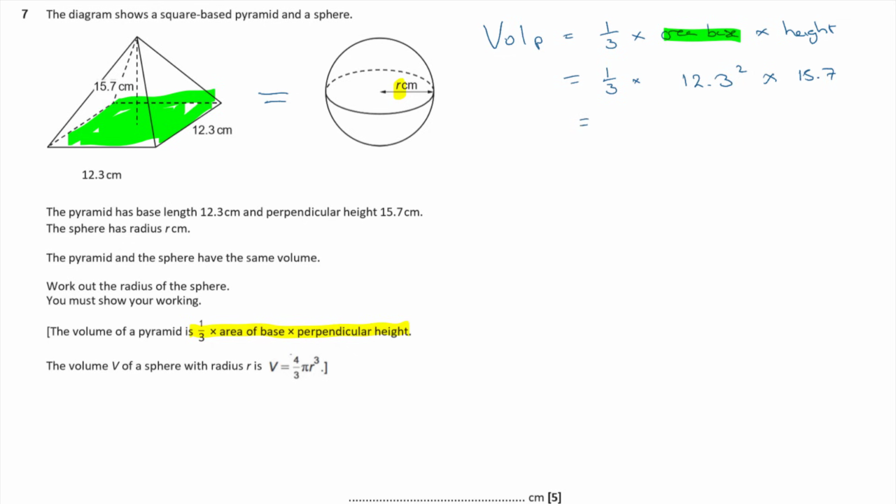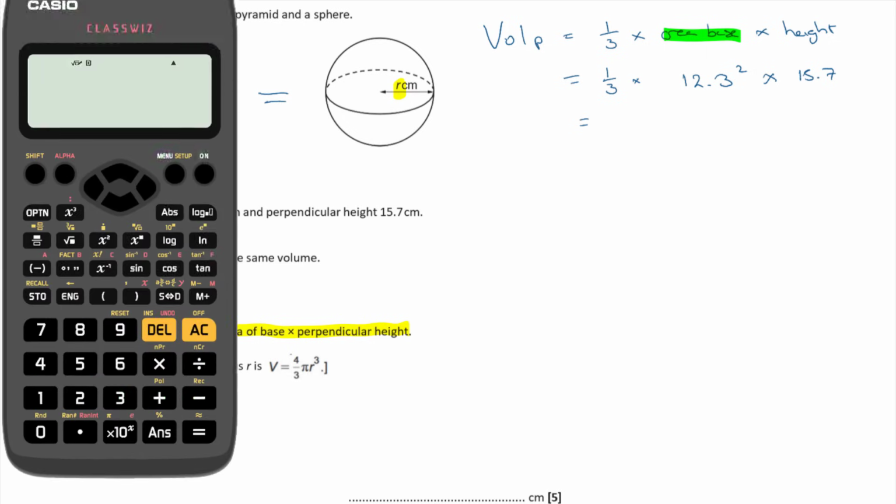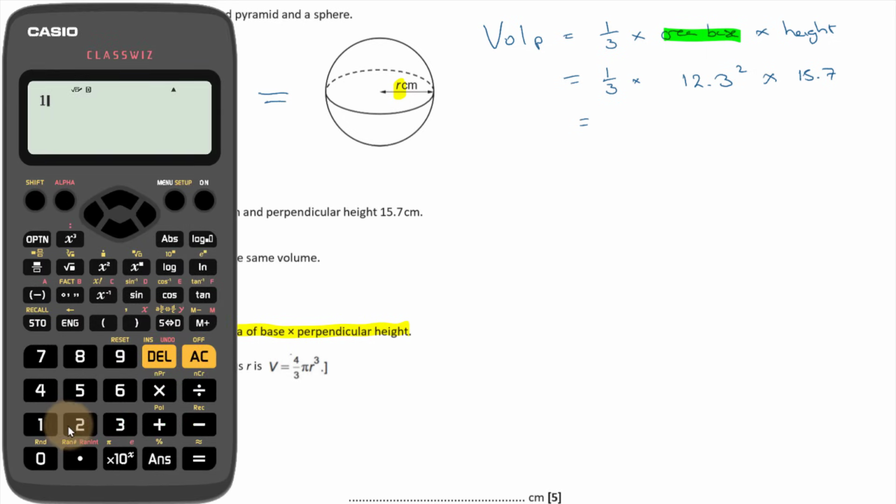15.7. Okay, so throwing that into the calculator, we should be able to find out the volume fairly easily. So 1/3, I'm just going to divide everything by 3 at the end, I think. So 12.3 squared times 15.7 divided by 3, and that comes out to be 791.751.